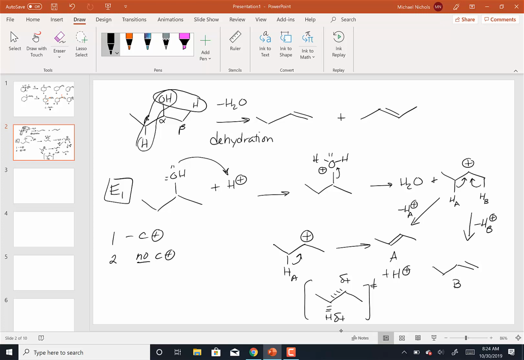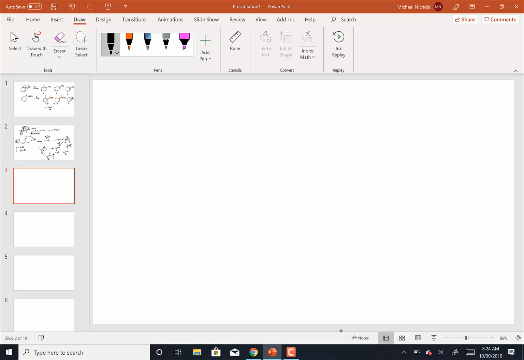So let's say that somebody wanted to do this reaction, and they said, well, I'm going to choose as my H plus, I'm going to use HBr, or HCl, or HI, any HX. That's my H plus I'm going to use. So what would happen? What would happen is we would protonate the oxygen.